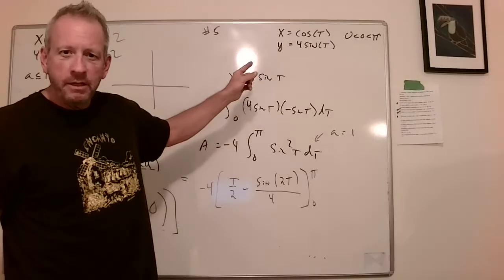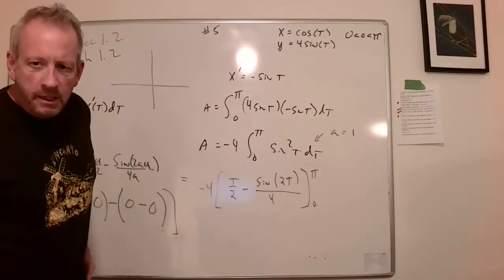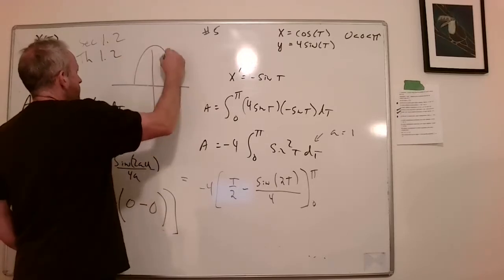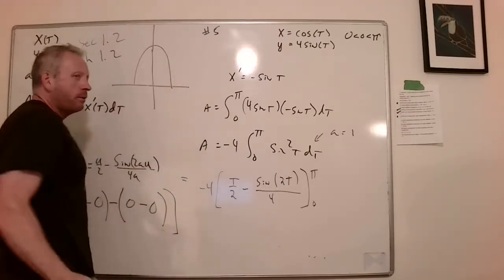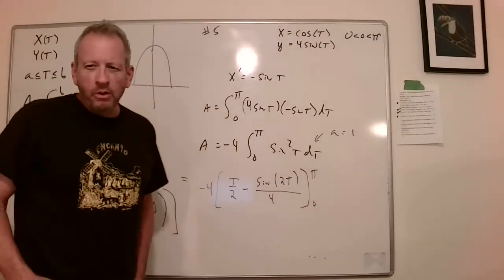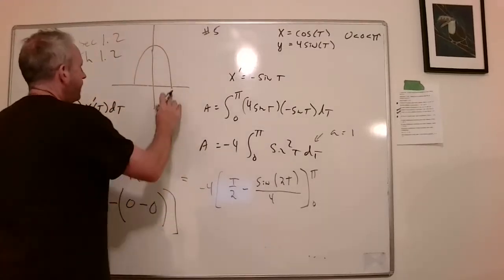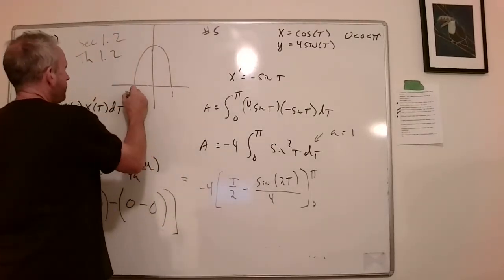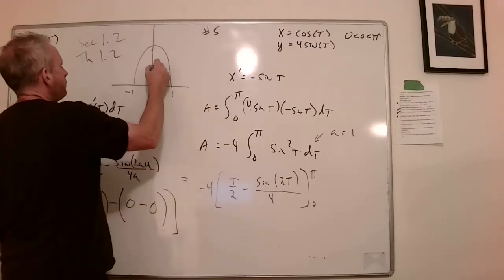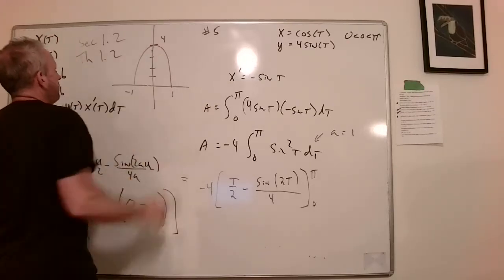X is cosine of t. Y is 4 sine of t. And it looks like this. It's a pretty rough graph. I don't mean that it's a parabola. As a matter of fact, it's half of an ellipse. And if I look a little more closely, this intersects at 1 and over here at -1, and up here at 4.